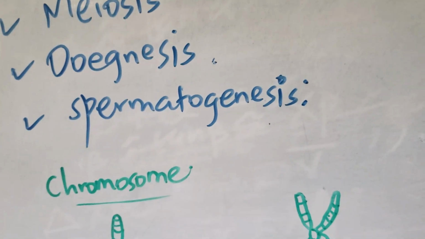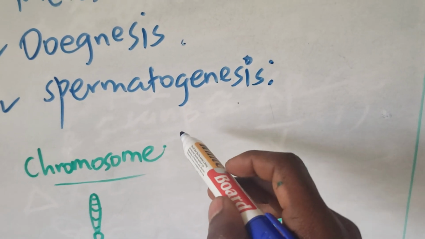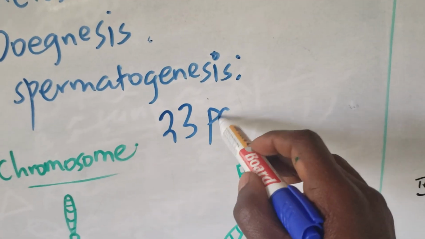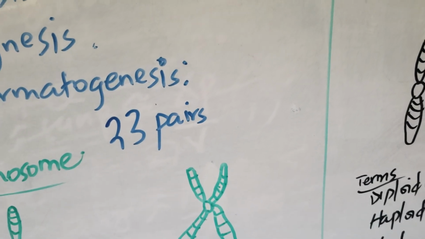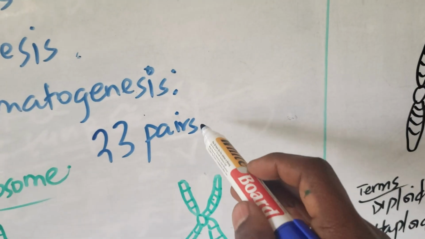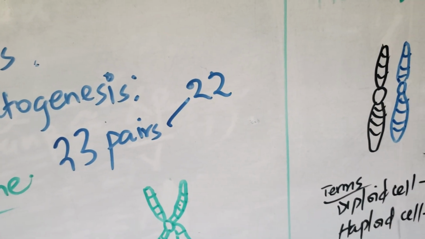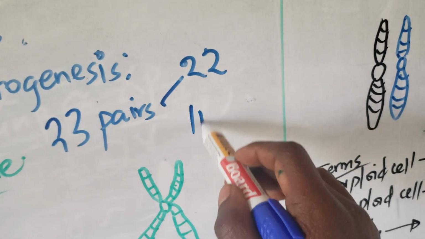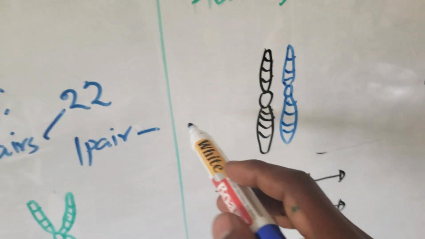You also need to note that the human body has 23 pairs of chromosomes, and 22 here are autosomes. They are somatic cells. And then 1 pair are the sex chromosomes.